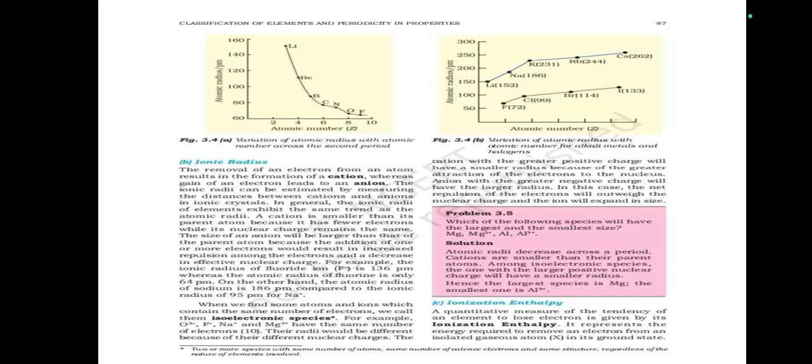Ionic radius. The removal of an electron from an atom results in the formation of a cation, whereas gain of an electron leads to an anion. When we find some atoms and ions which contain the same number of electrons, we call them isoelectronic species. Ionization enthalpy. The quantitative measure of the tendency of an element to lose an electron is given by its ionization enthalpy.